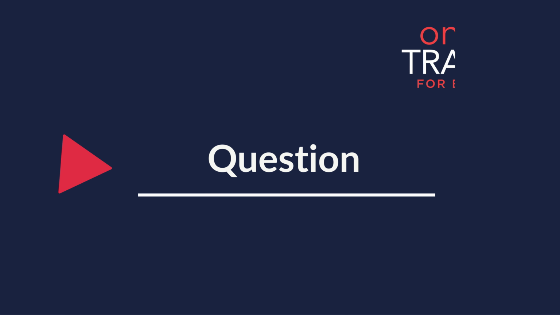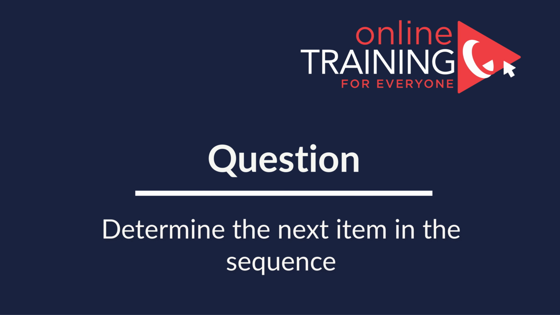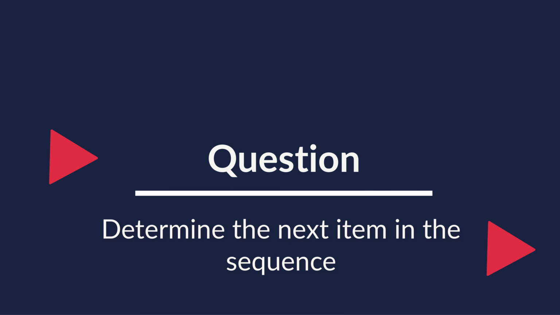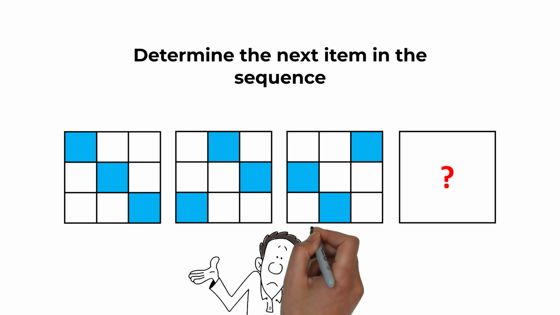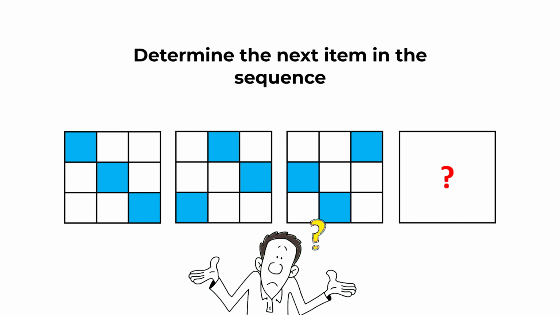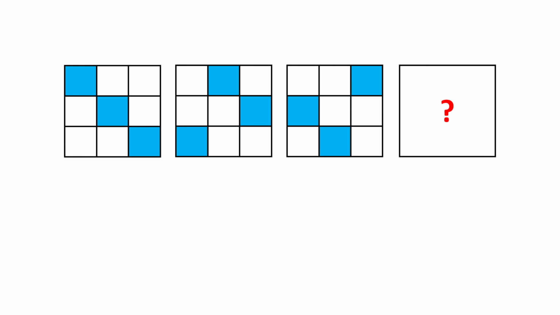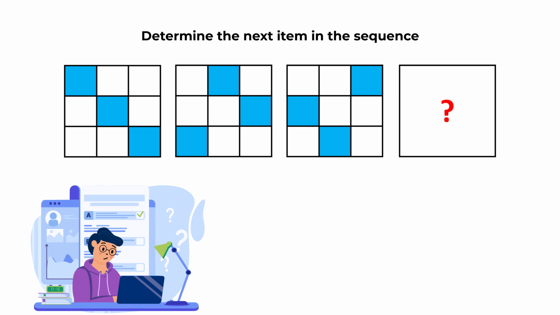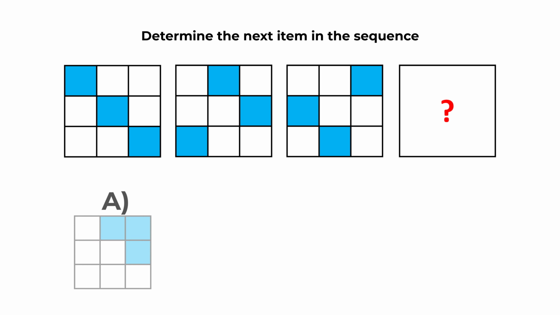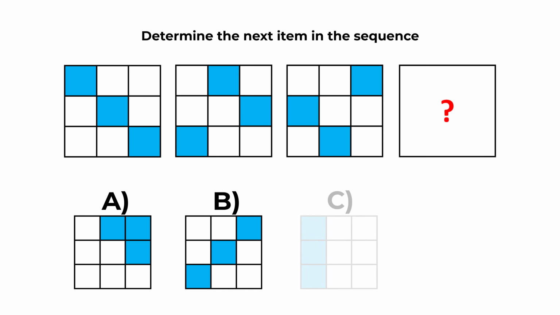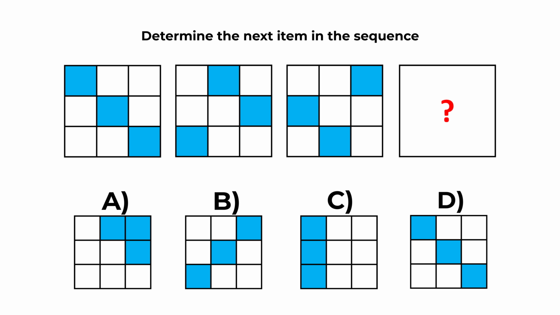Here is a very interesting problem that you might frequently get on the test. You need to determine the next item in the sequence. You're presented with the sequence of large squares. Each large square contains 9 small squares inside, and small squares are of different colors. You need to determine the next item in the sequence, and you have 4 different choices. Choices A, B, C, and D. Do you see the answer?